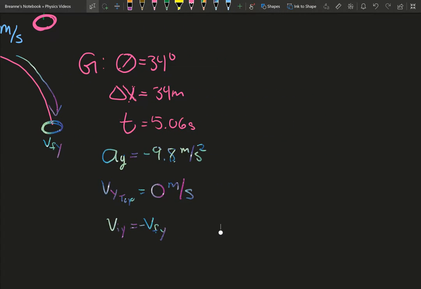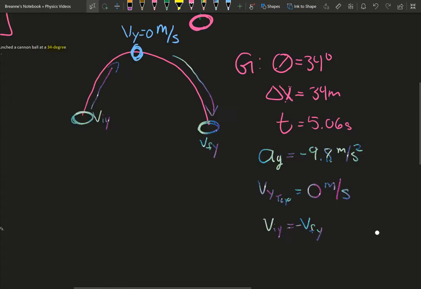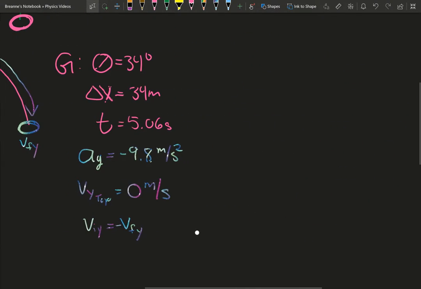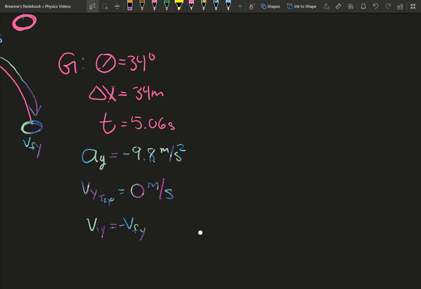Now, looking at our givens. I know like last one we just jumped right into the equation, but this one we're going to look at to see what we can solve for first. So looking at our givens, what can we solve for? We have a delta x and we have a time.